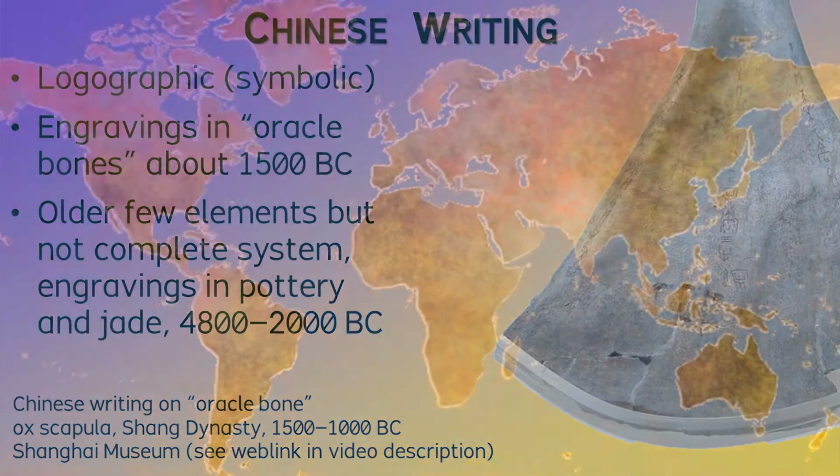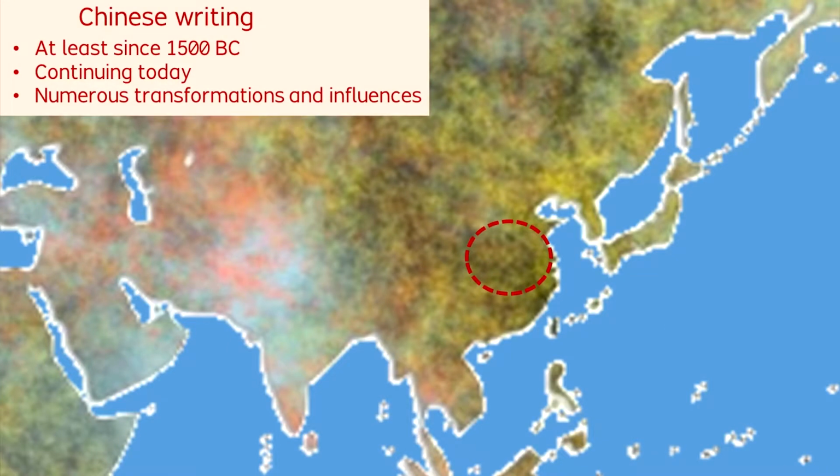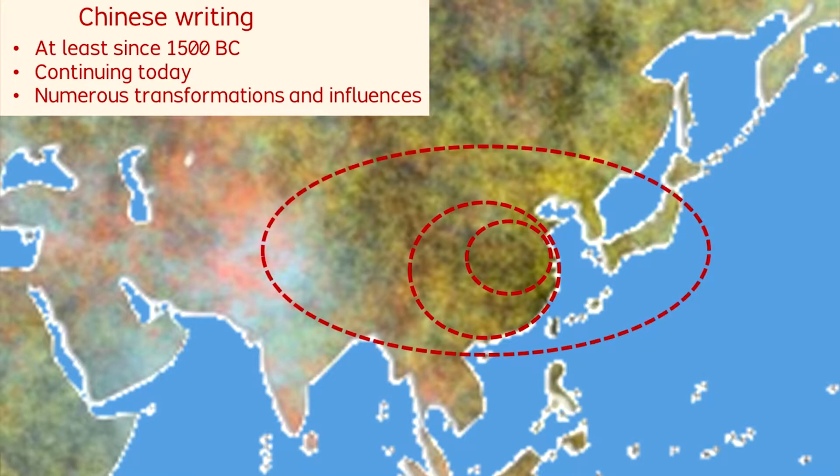Overall, Chinese writing has been perhaps the world's most successful logographic system. Chinese writing naturally has undergone numerous transformations since 1500 BC. It continues in use today, not only in China, but also in variations across a much broader geographic region.